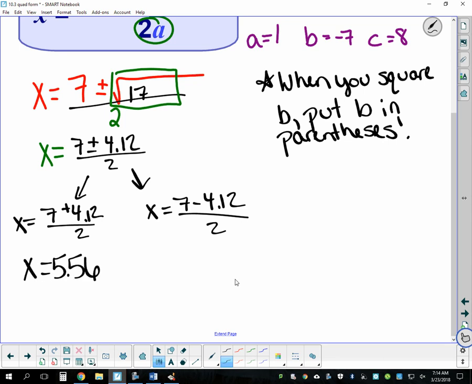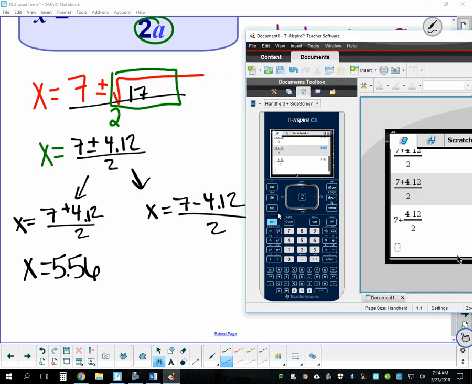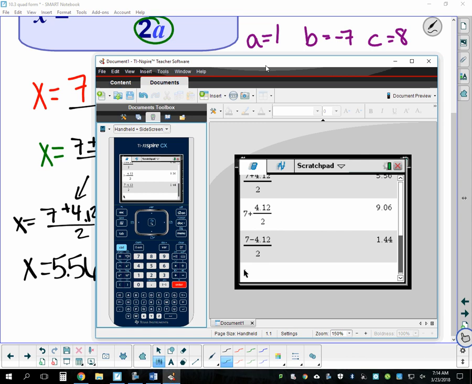Okay, and now we're going to do the same thing on the other one. So I have 7 minus 4.12, and then divided by 2. And that one gives me an answer of 1.44.